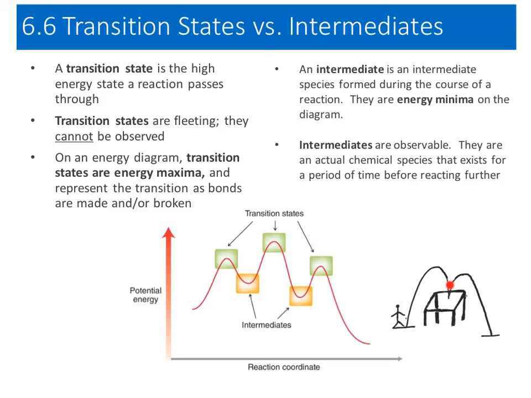When you want to jump again to reach the ground, you have to pass through another transition state and reach the ground. So this is what's happening in the reaction. When molecules want to form the product, they have to pass through a transition state. It is basically fleeting. The transition states cannot be observed. They reach the intermediate for a short period of time, which is observable, and again they need to pass through another transition state to reach the product.